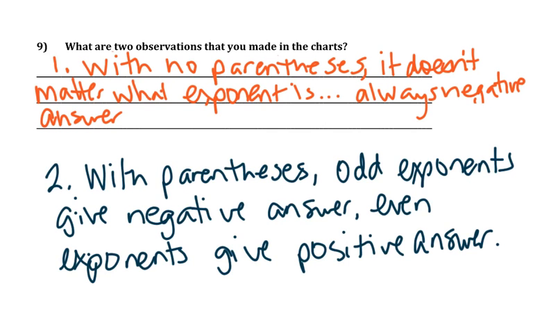Okay, here are the observations that we just noted. Number 1, with no parentheses, it doesn't matter what exponent you have. The answer is always negative. And the second observation is when you have parentheses, if you have an odd exponent, it gives a negative answer, and even exponents give a positive answer.